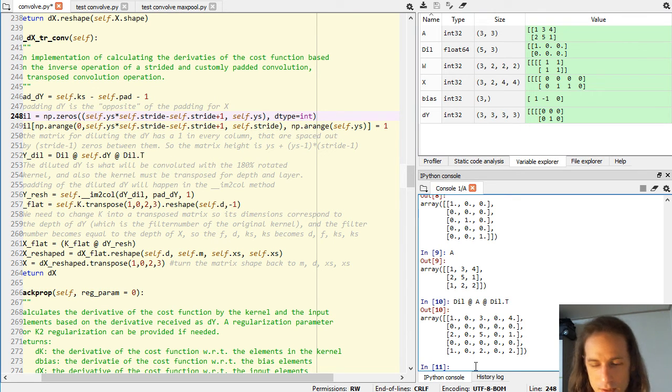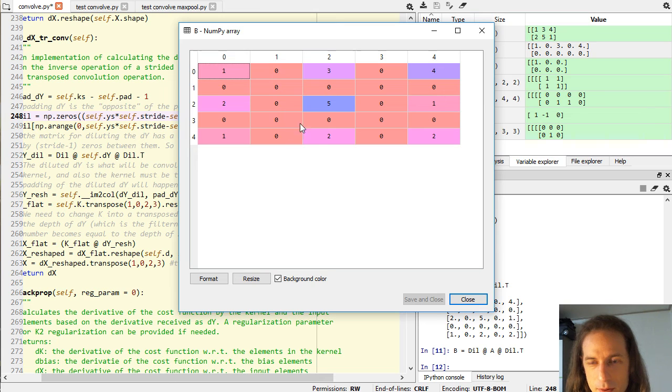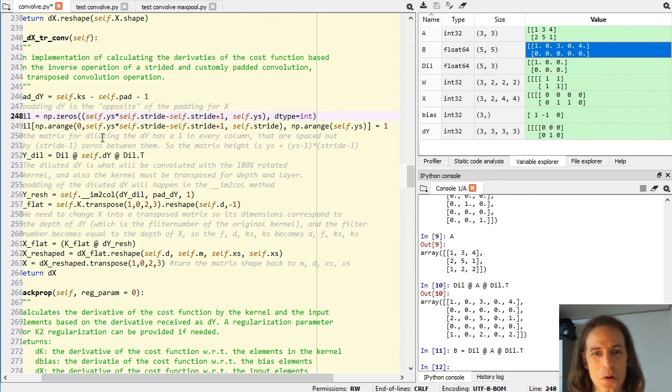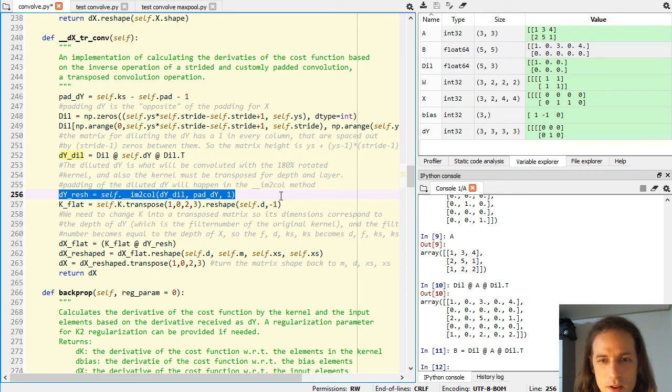Let's just make the B matrix, and you can see it's better. So we got all the original values diluted, and now that's good. So this is what happens here. Exactly, we dilute this y after padding, and then after that we do some reshaping. Then we do some transposing and reshaping of the k.